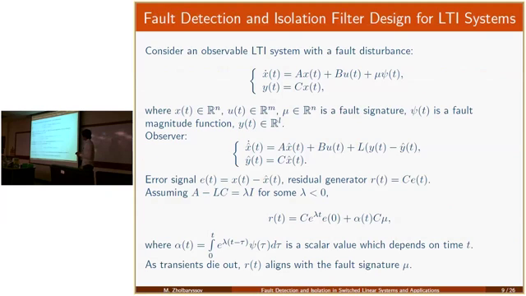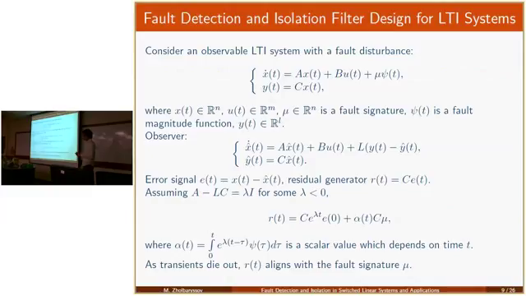Here I will present main ideas of an observer-based approach. We model faults as additive disturbance inputs to the state space model. Consider an observable LTI system with the fault disturbance, where each fault is described in terms of a fault signature, which is the vector space orientation of the fault, and a fault magnitude function.